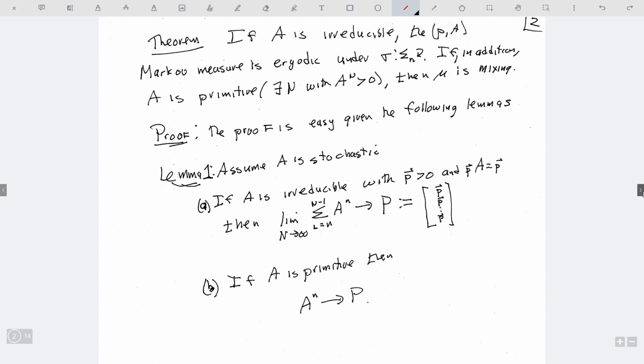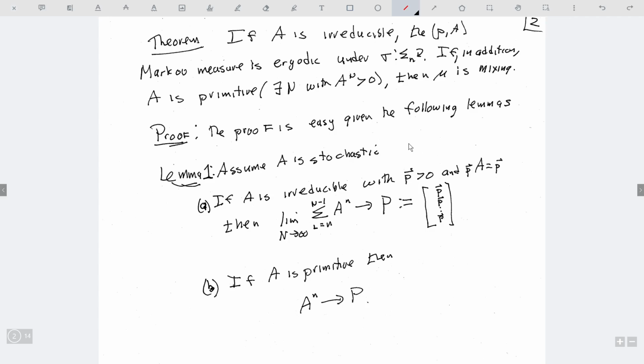So here's the theorem about the ergodicity and mixing. If you have an irreducible stochastic matrix or transition matrix, then you get an ergodic measure through this construction. And if in addition you have a primitive matrix, in other words, there's some uniform n for which the entire nth iterate is positive, then it's mixing, or as sometimes said, strong mixing. So there are two lemmas, and most of the work is in proving the two lemmas.